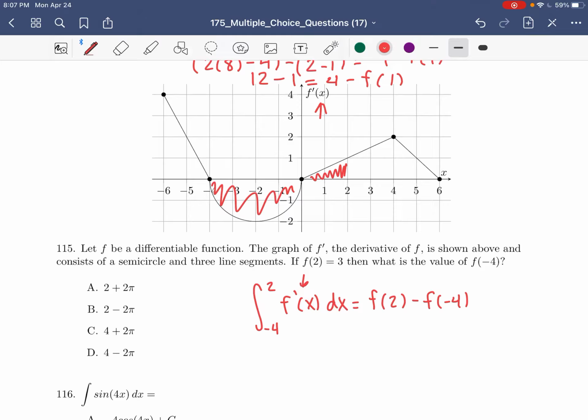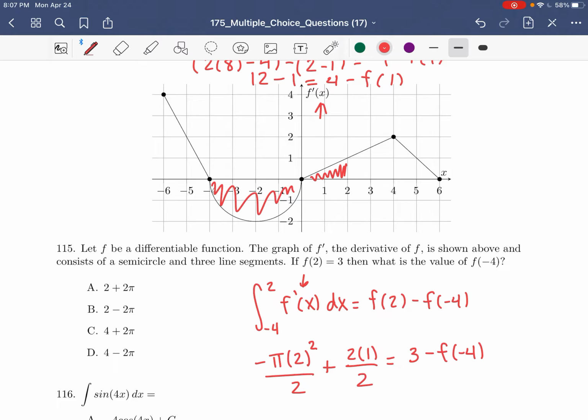So obviously down here, it's going to be a half circle, and it's below the x-axis, so it's going to be negative pi, radius is 2 squared over 2, plus base times height is 2 times 1 over 2. F of 2 is 3 minus f of negative 4. So we just got to simplify this now.